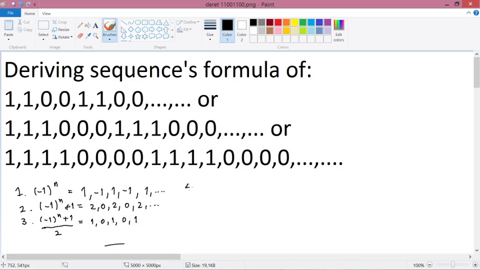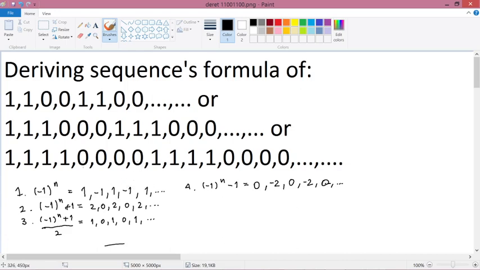And in the fourth formula, in the second formula we added 1. How about in the fourth formula we use 1 minus minus 1 to the power n. It will become 1 minus 1 is 0, and 1 minus minus 1 is 2, and 1 minus 1 is 0, and so on.